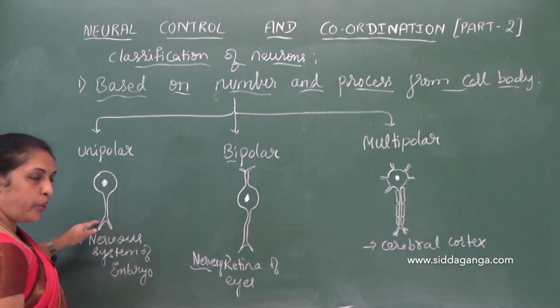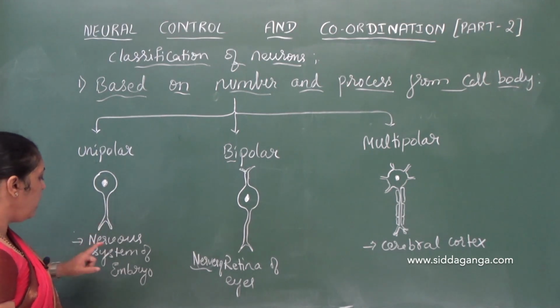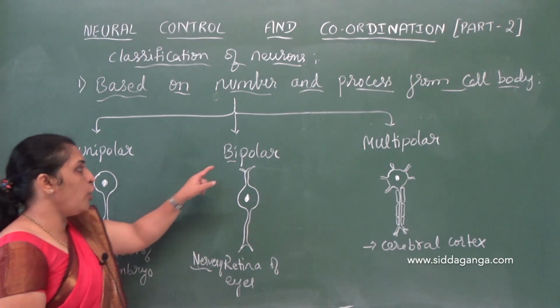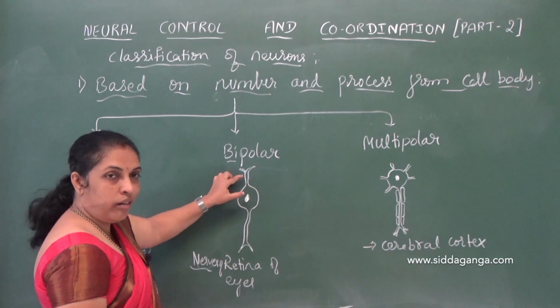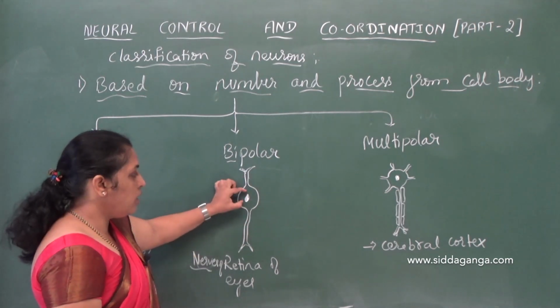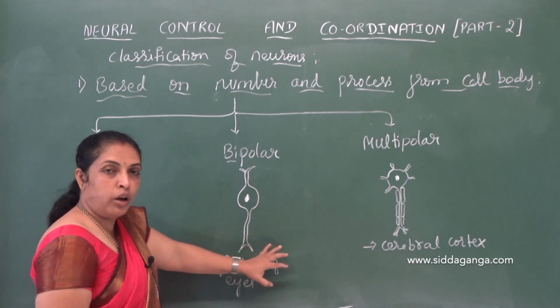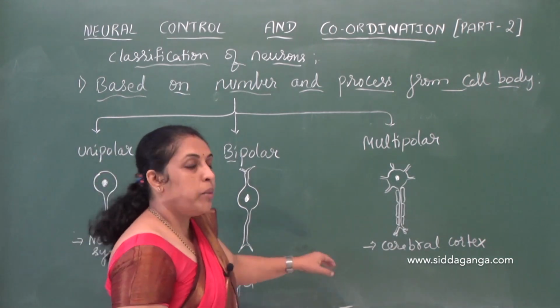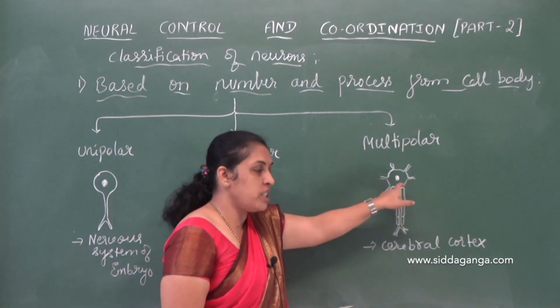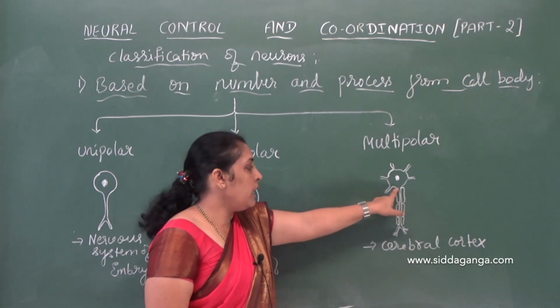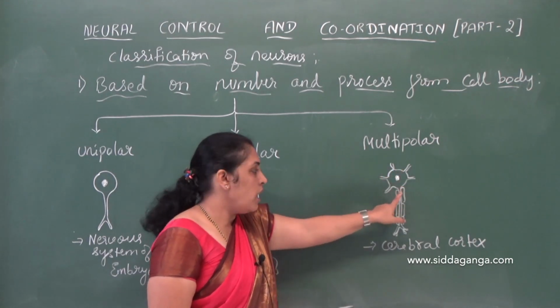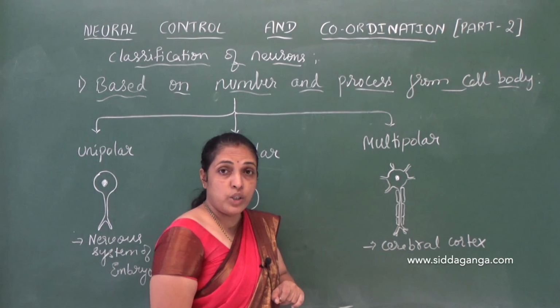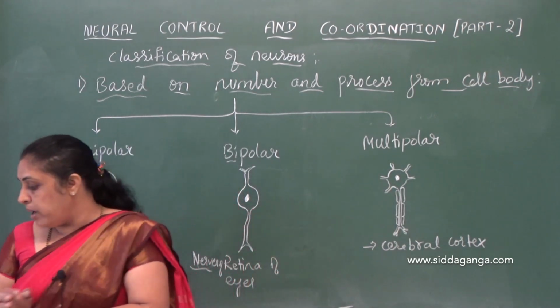Unipolar: a single process arising from the cell body, seen in the nervous system of the embryo. Bipolar: we see one dendrite and one axon arising from the cell body, seen in the nerves of the retina of the eyes. And multipolar: we see many branches arising from the cell body, of which the smaller branches are dendrites and one long branch is the axon, seen in the nerves of the cerebral cortex.